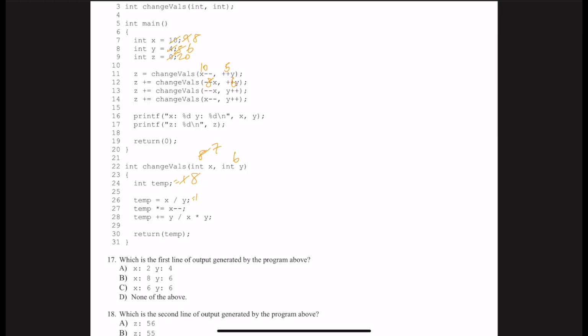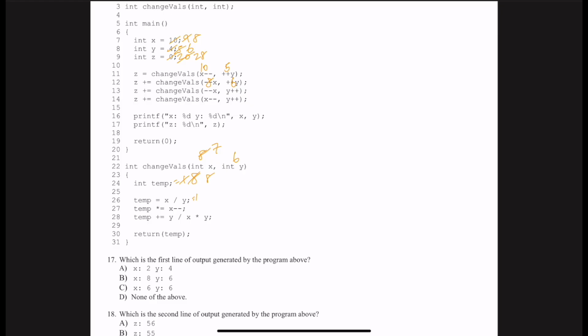Temp plus equals y divided by x. 6 divided by 7 is going to be 0. 0 times 6 is 0. So we're going to add 0 to temp. Return 8. So now z is 28. On line 12, both of our increments and decrements were prefixed, so we don't need to do anything extra before moving on to line 13.